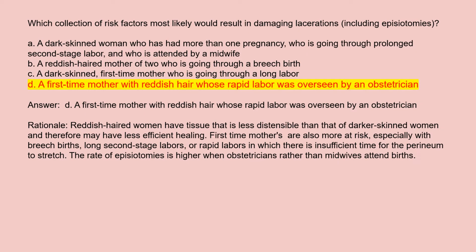Answer: D. A first-time mother with reddish hair whose rapid labor was overseen by an obstetrician. Rationale: Reddish-haired women have tissue that is less distensible than that of darker-skinned women and therefore may have less efficient healing. First-time mothers are also more at risk, especially with breech births, long second-stage labors, or rapid labors in which there is insufficient time for the perineum to stretch. The rate of episiotomies is higher when obstetricians rather than midwives attend births.